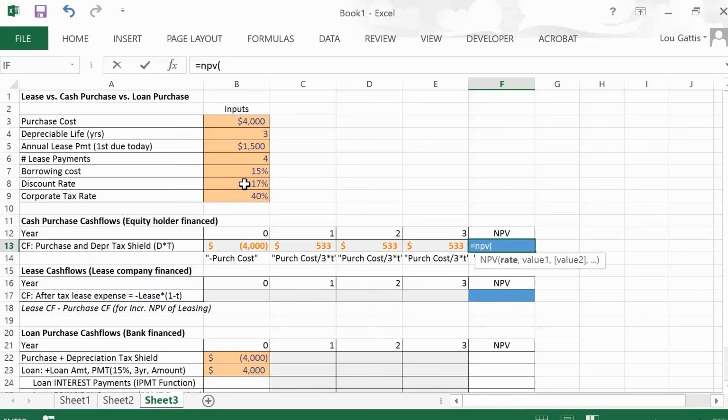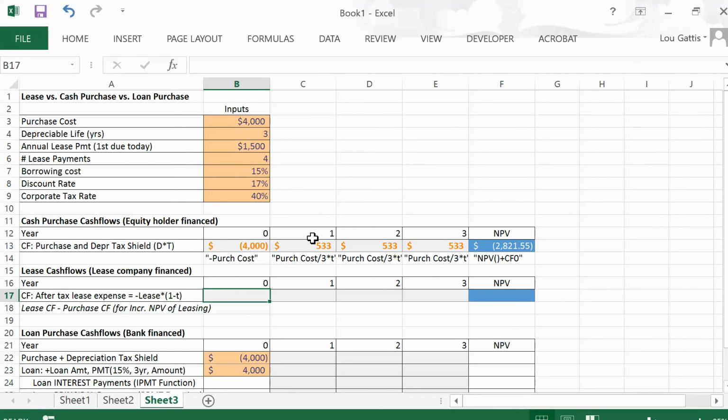I'll take my discount rate, let me anchor that, put in my 3 cash flows in years 1, 2, 3, and then add the initial cash flow. So in present value terms, NPV, the cost of purchasing it, all equity, is $2,821. Well, let's compare that to the after-tax cost of a lease.